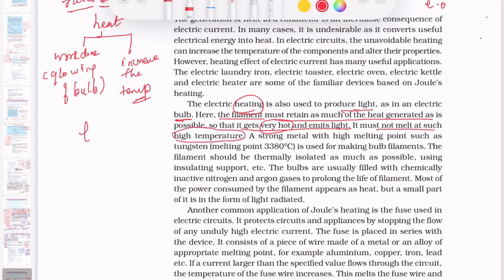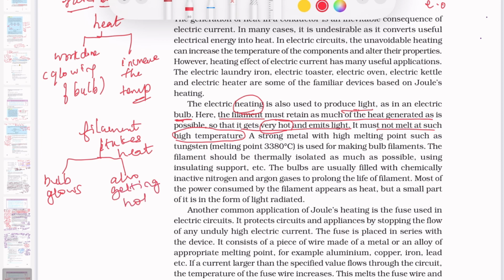So the filament takes the heat. So what happens here? Here the bulb glows or emits light. Second thing, the filament is also getting hot. So a correct material should be selected as the filament, which can withstand the high temperature and has a high melting point. A strong metal with a high melting point is used for making bulb filaments.